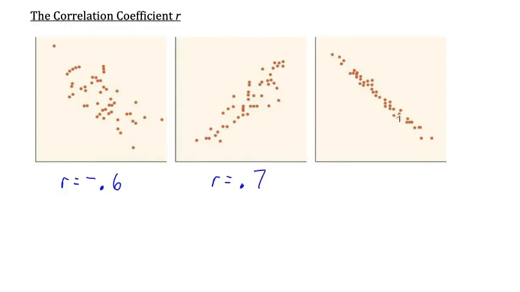And here we finally have a strong correlation. These points are very close to where a line would be. It's negative, they're going down from left to right, so this might have a correlation of something like -0.9. Pretty close to -1.